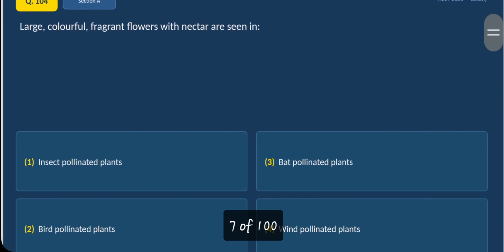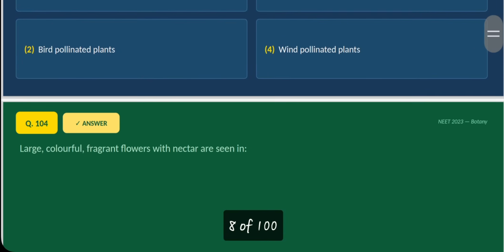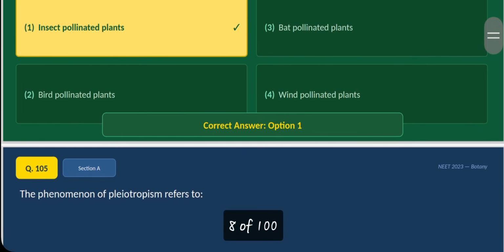Next question. Large colorful fragrant flowers with nectar are seen in insect pollinated plants, bat pollinated plants, bird pollinated plants, wind pollinated plants. It is insect pollinated plants. These are all rewards to attract the insect. So the first option is correct for this question. So it is insect pollinated plants.